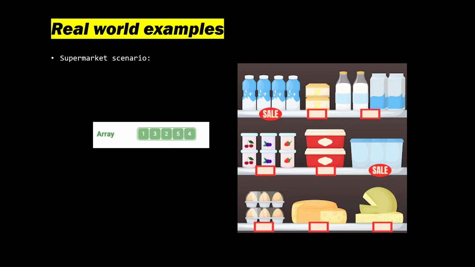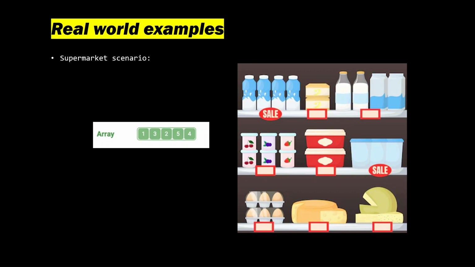Think of a supermarket shelf divided into fixed sections. Each section contains specific types of products, for example, milk, bread, eggs, etc. You can quickly grab an item if you know its exact location. However, if you want to add a new item in the middle, you might have to rearrange everything to make space. For example, the dairy section has fixed spots for milk, yogurt, butter. If you want to add cheese in the middle, you will need to rearrange items, just like shifting elements in an array.